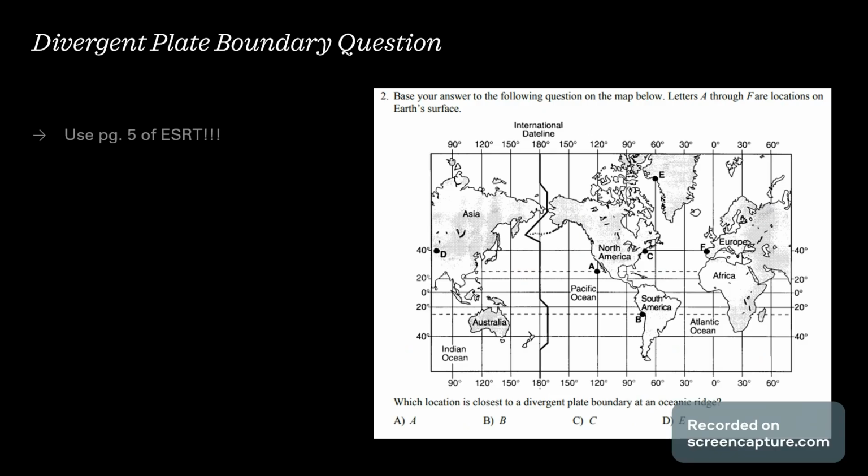So again, here's another example of a question from a Regents exam where it's asking you, base your answer to the following question on the map below. Letters A through F are locations on Earth's surface. Which location is closest to a divergent plate boundary at an ocean ridge? So we know it's a divergent plate boundary and we're looking for some sort of ridge. Use page 5 of your ESRT, check out all the different locations, and see what you can come up with.